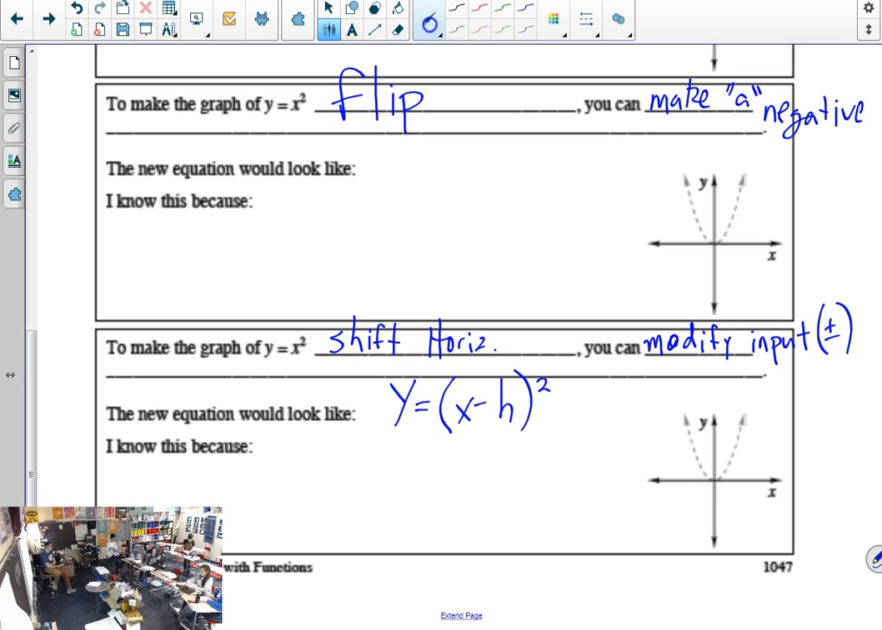If we look at the parent function, ax squared plus bx plus c, we can talk about what modifies it, but we can't really just modify a or b or c independently because it comes from the perfect square binomial where you square that. So that's where that all drives back to.